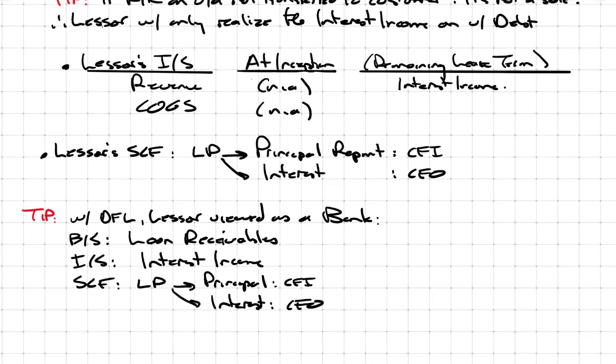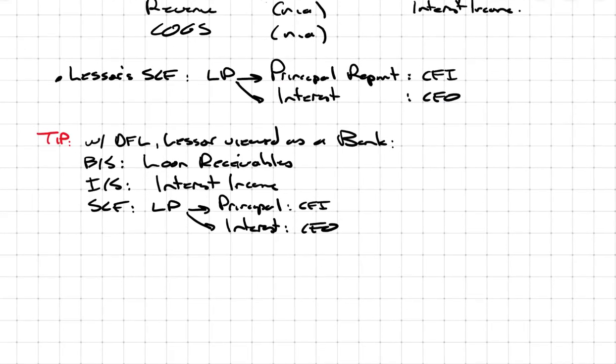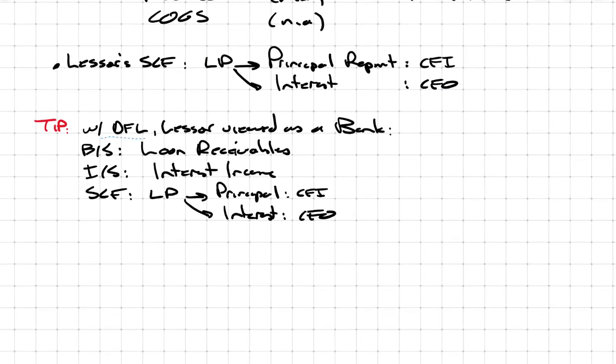And on the statement of cash flow for the lessor, the lease payments, same as before. All principal is viewed as investing. The interest is CFO. So the tip here is that under direct financing lease, which only US GAAP allows, the lessor is viewed as a bank, not as a manufacturer that sells equipment.